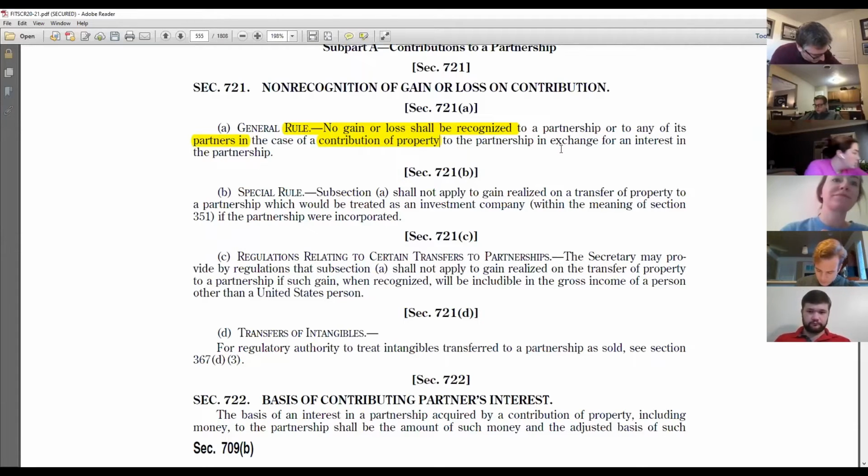So you contribute that appreciated property into the partnership. Technically, you would realize the gain, but 721 says the gain is not recognized. And because it's not recognized, it doesn't get included in your gross income. Now, there are some exceptions for an investment company that we're not going to have to worry about.